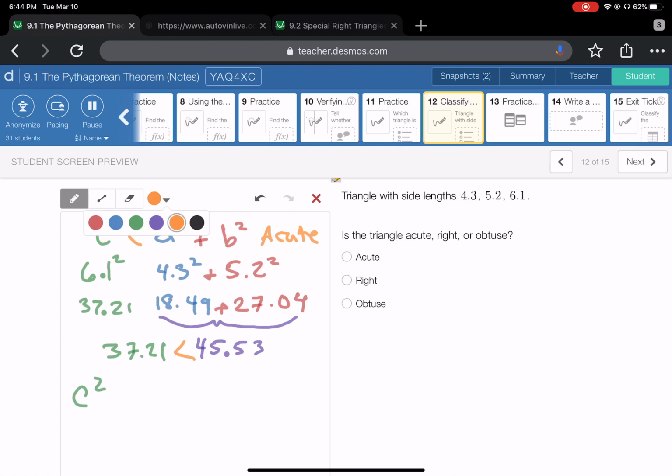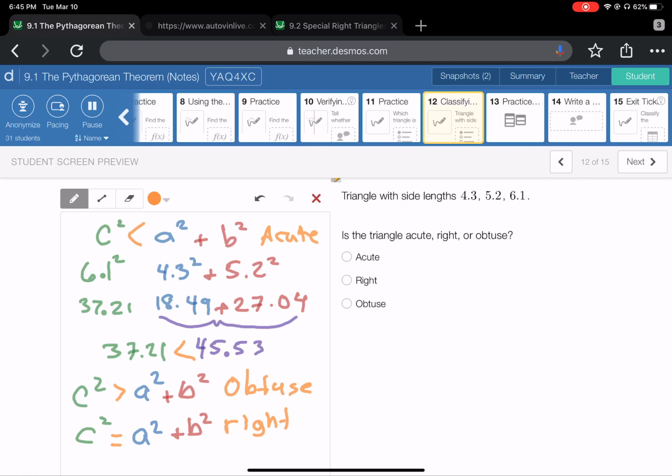Now, if c squared is greater than a squared plus b squared, then we result in an obtuse triangle. And of course, if we have c squared equal to a squared plus b squared, then we have a right triangle. So this is how you figure out if a triangle is acute, obtuse, or right.